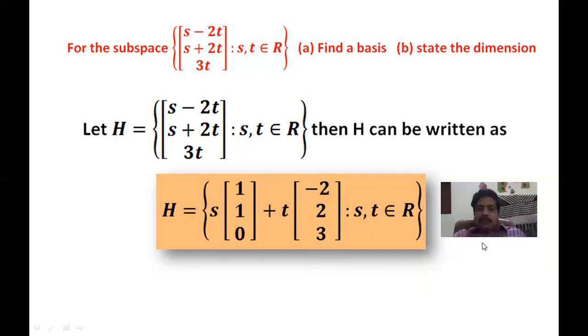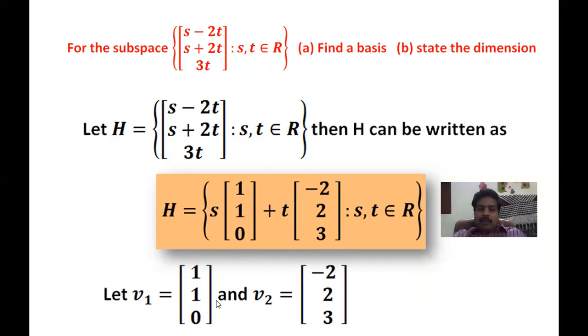Now, if I name these two column vectors V1 and V2, that is, V1 is 1, 1, 0 and V2 is minus 2, 2, 3. Now H is in the form of S V1 plus T V2. So H is a linear combination of V1 and V2, where S and T are real numbers. So H is spanned by these two vectors. H is equal to the span of V1, V2, that is, these two vectors.